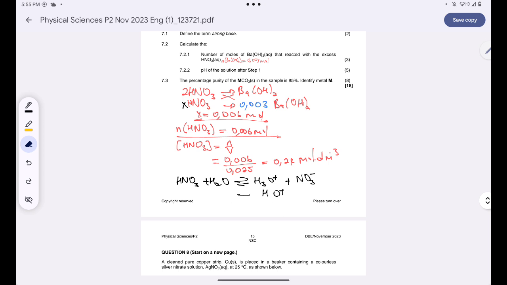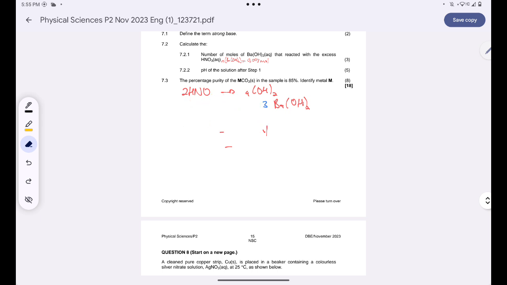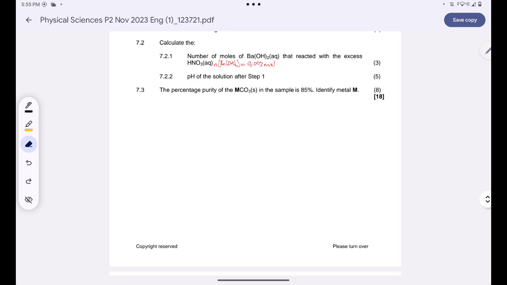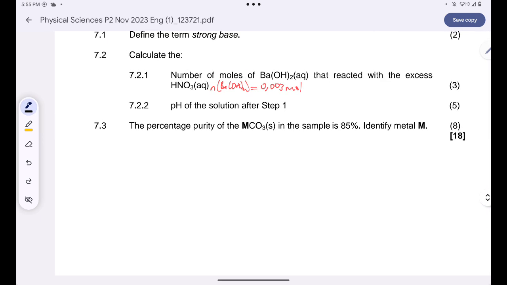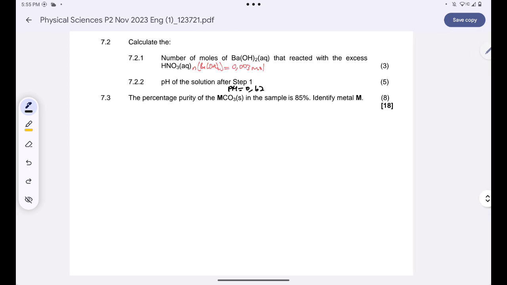Okay, and then now let's go to 7.3. The pH is 0.62, right? The percentage purity of the M carbonate solid in the sample is 85%. We just need to identify the substance, or rather metal M.